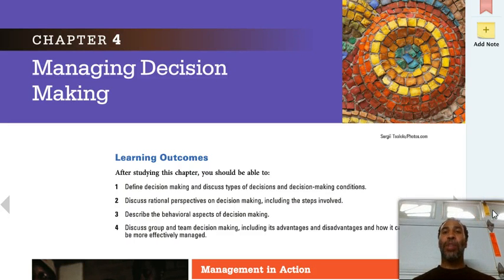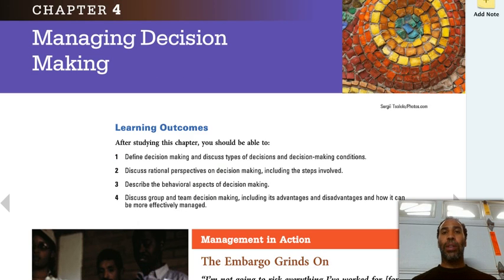This is Management 2. We are now on Chapter 4, Managing Decision Making. Decision making is very important in the management field. You'll have to make decisions every single day. Sometimes you'll make the right decisions. Sometimes you will make the wrong decisions, but we have to learn from those wrong decisions.